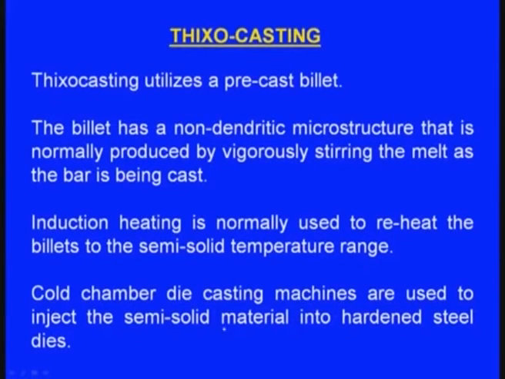Now, we have to put these billets into the cold chamber machine's die. There will be a set of two dies. We have to put these reheated billets between these two dies. Now, the cold chamber die casting machine applies external pressure on these dies and the billet will be deformed. Cold chamber die casting machines are used to inject the semi-solid material into the hardened steel dies. Once we apply pressure on the dies, the reheated billet will be squeezed between these two dies and will take the shape of the cavity between the two dies.